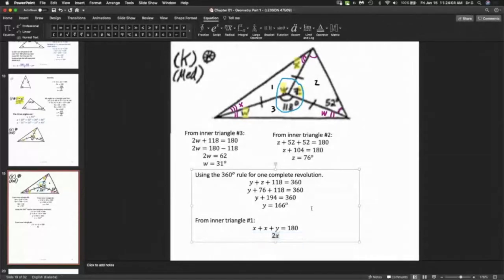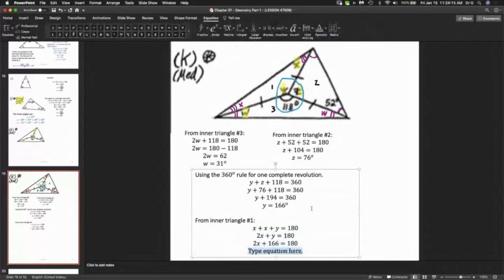So unfortunately, x plus y. So we know that 2x plus y is 180. So 2x plus 166 equals 180. I'm just going to say the answer here.